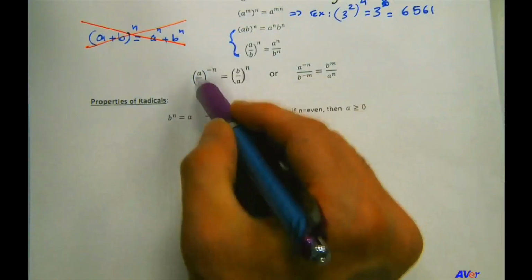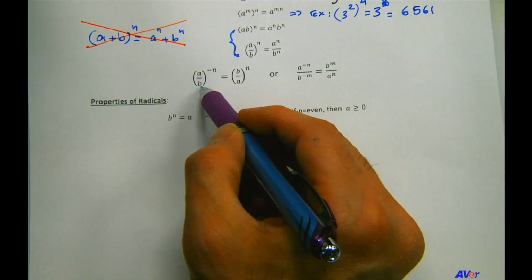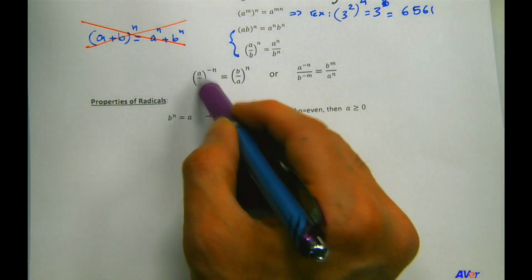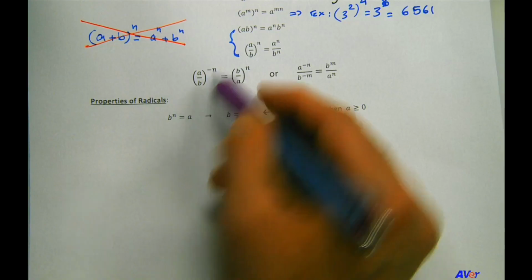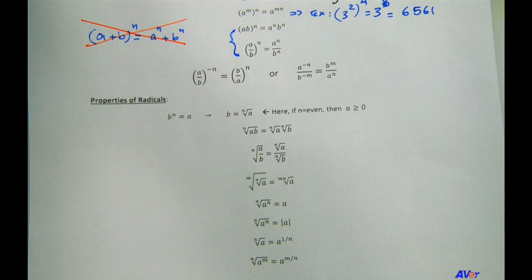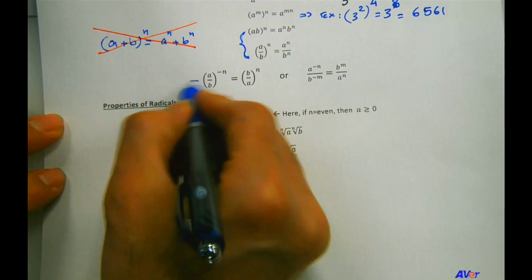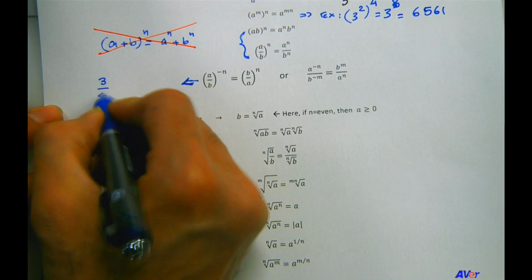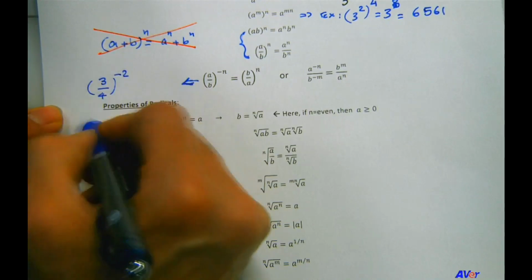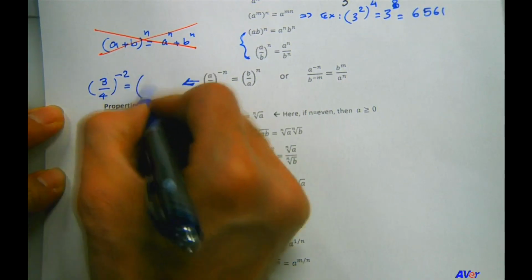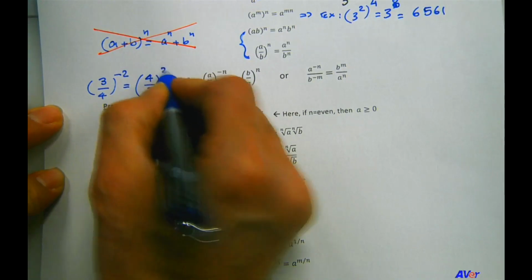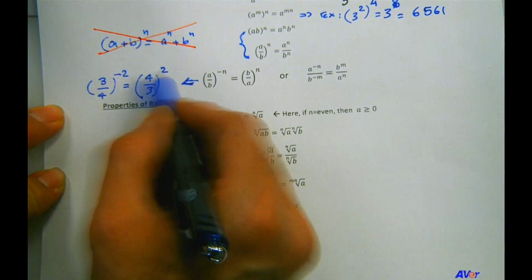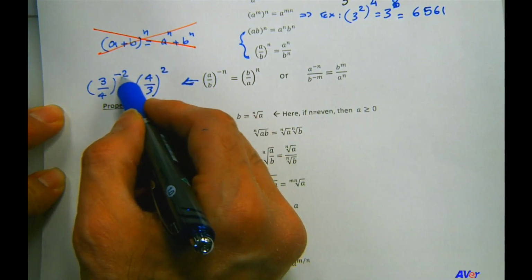If you have a fraction raised to a negative power, you can write the same fraction to a positive power by flipping the terms on the inside. So if you have, for example, 3/4 to the minus 2 power, you can simply say 4/3 squared. Just by flipping the terms on the inside, you can make the power on the outside positive.